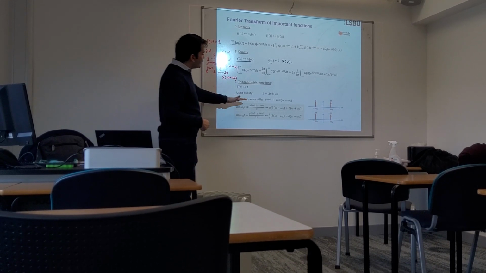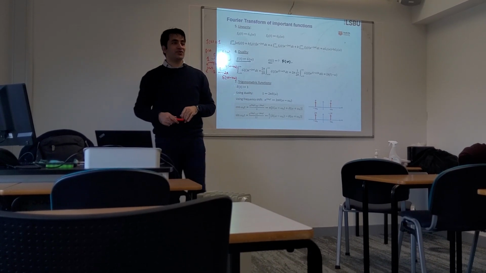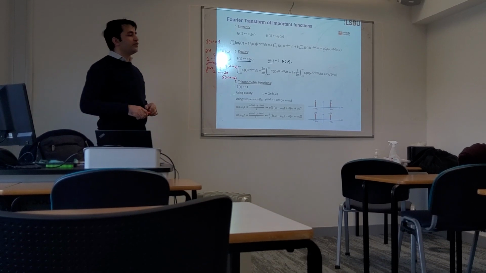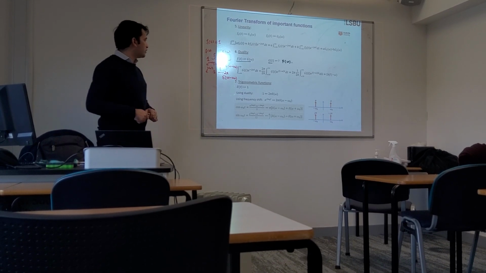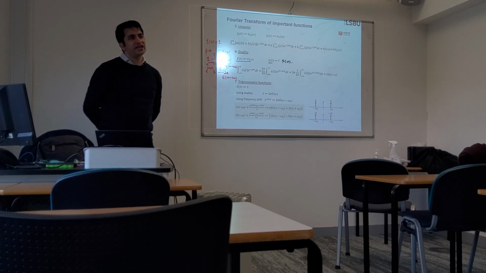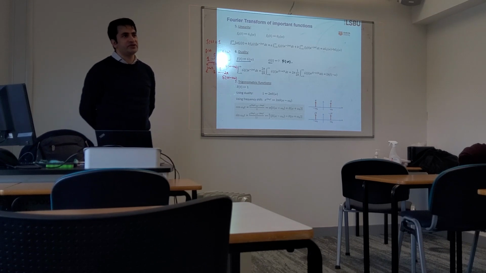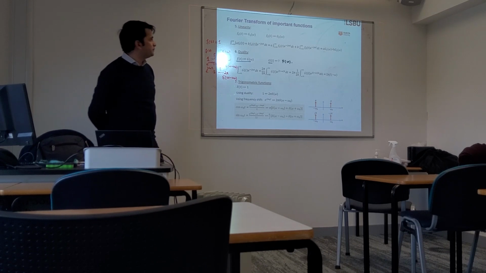Why am I doing this? Because I am trying to get to sine and cosine, because it's very important that we know the Fourier transform for sines and cosines. Any question on this? Any confusion? If you have any confusion, please ask so that I can move forward.